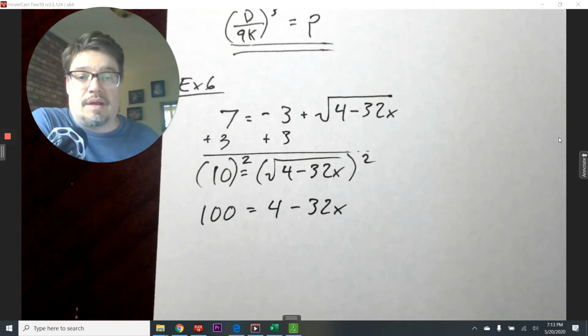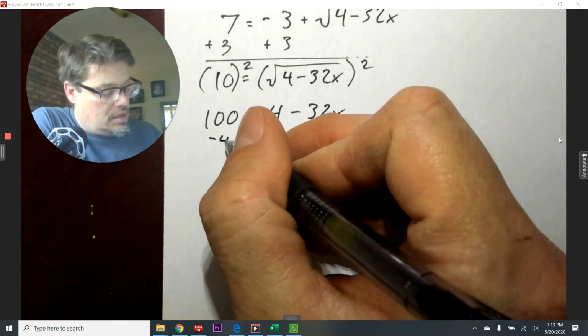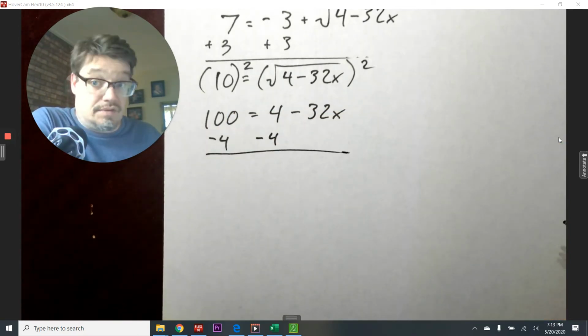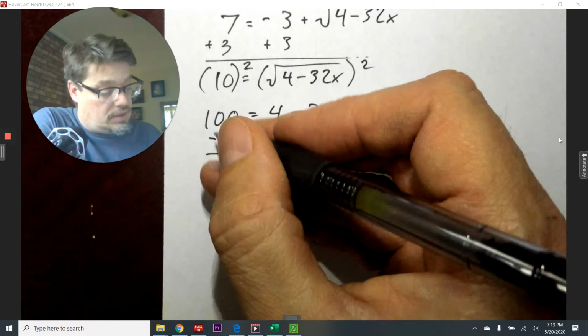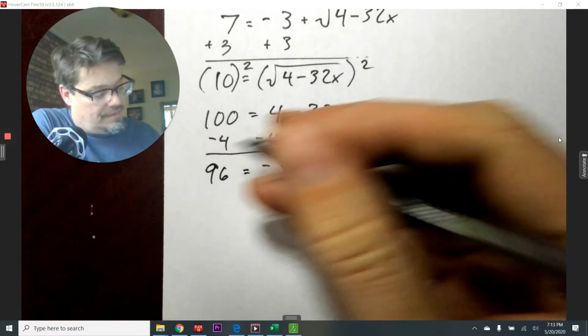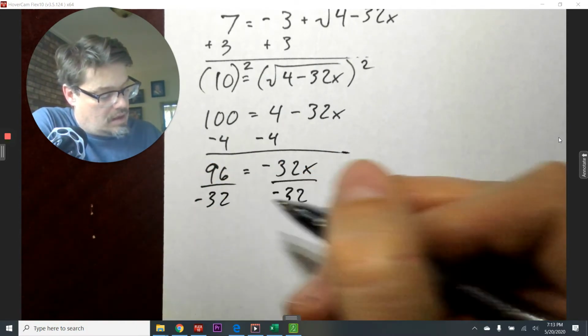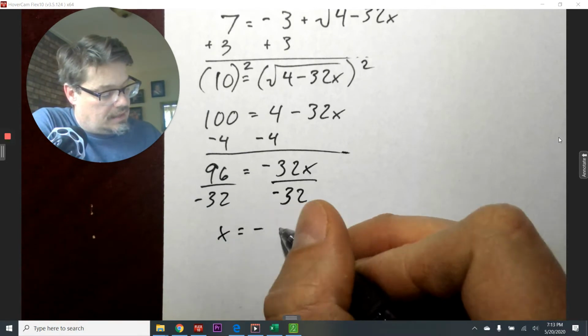All right, so that's going to be 100 equals 4 minus 32x. Now we're basically back to pre-algebra. I'm going to subtract 4 first, then I will divide by negative 32, so that's 96 equals negative 32x. Divide both sides by negative 32, and it looks like I get x equals negative 3.